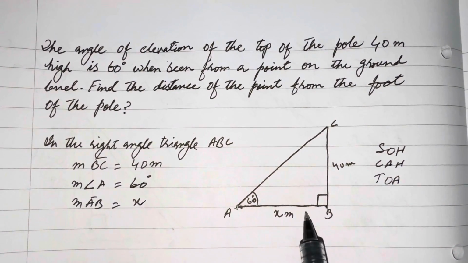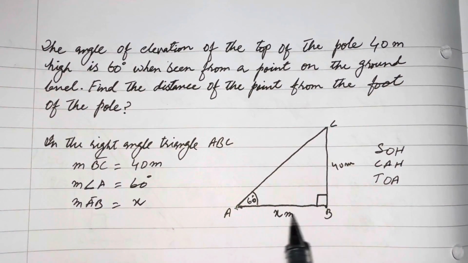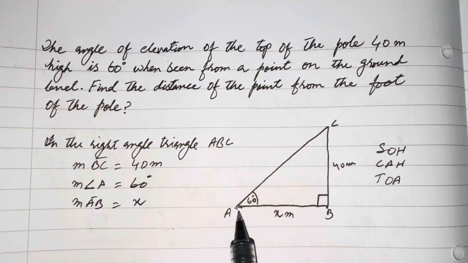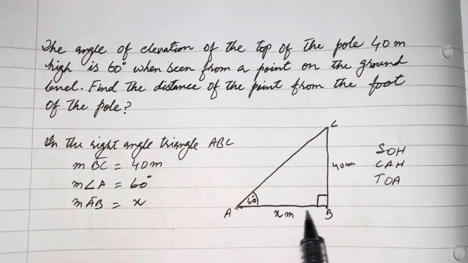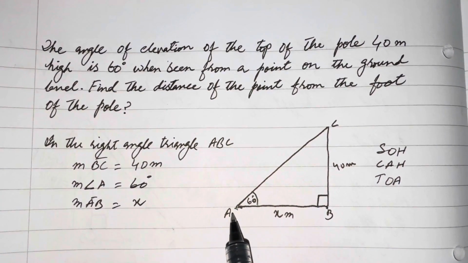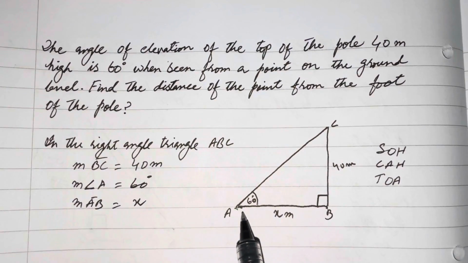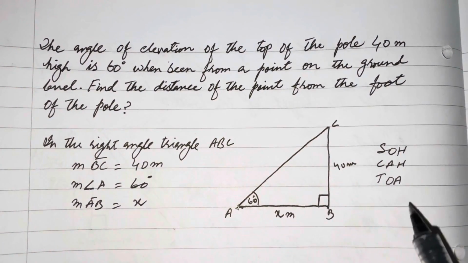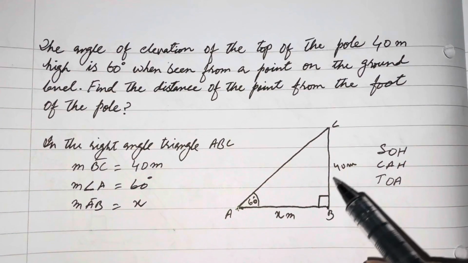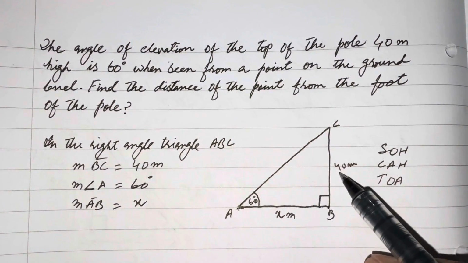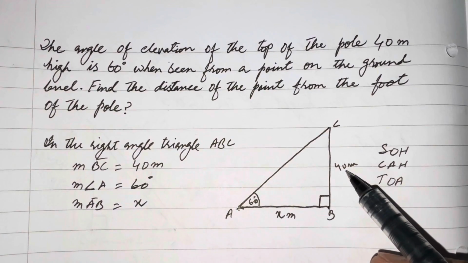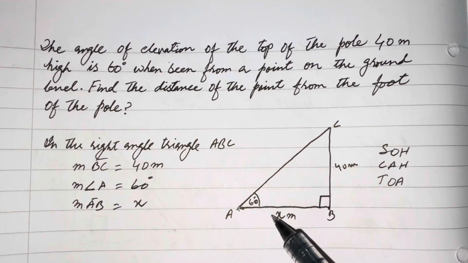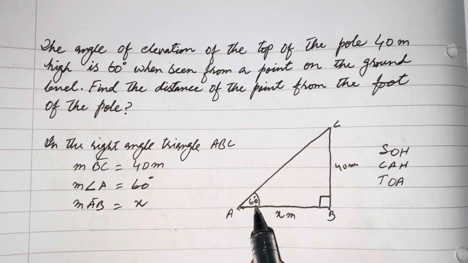the length of AB, or we can find the distance between the point A and B, or the distance between where the angle of elevation is making to the foot of the pole. So if you see that these two sides are given, one is 40 meters that we already know, and the one is x, which we have to know. And the angle of elevation is 60 degrees.